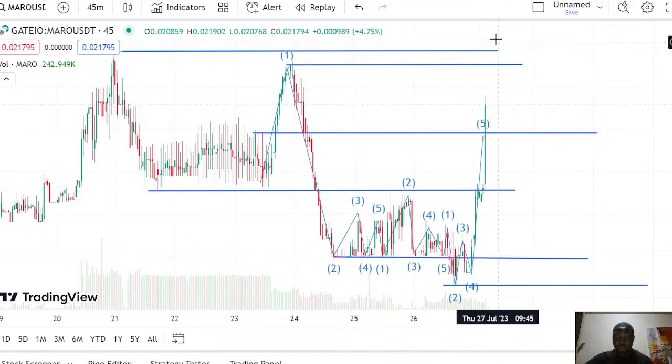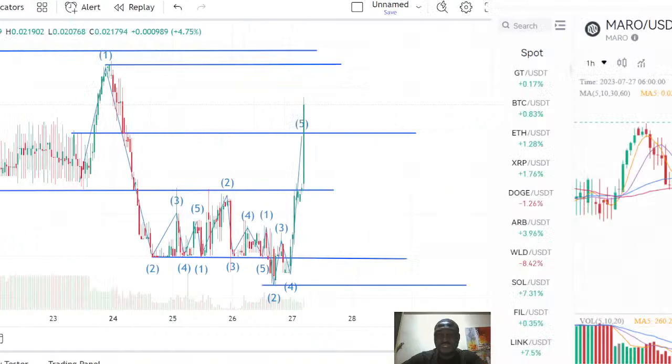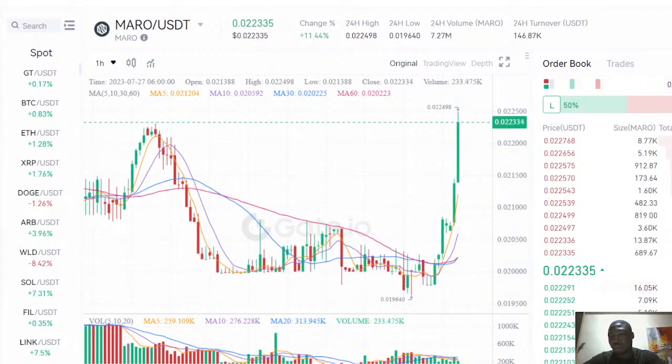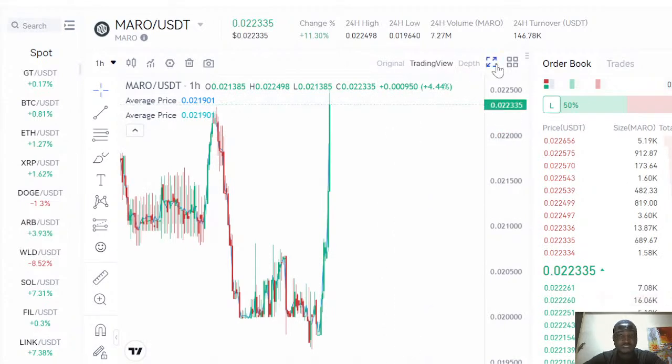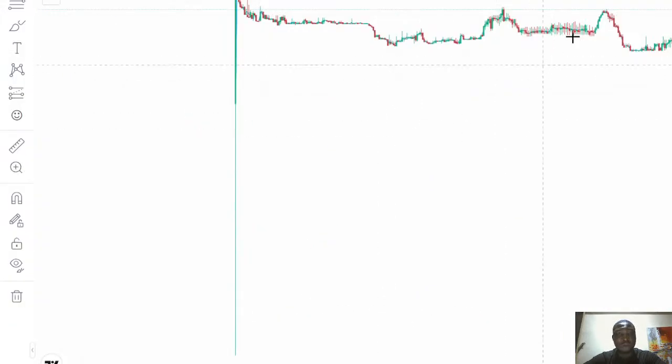It's likely going to still push up to break this line, which we've currently seen is broken. On TradingView it is yet to show the sign, but you can see it here on CoinMarketCap. Right now it has broken. Let me go back to CoinMarketCap. You can see the move here on CoinMarketCap. You can see the very massive push it has given us on CoinMarketCap.